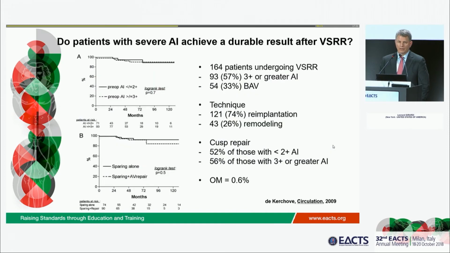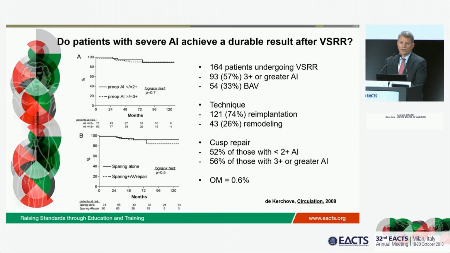Now, as we go into the expanded indications, there's a lot of data out there, with much smaller numbers, but we have some data that I think makes sense and probably is very applicable to most practices. The question is, do patients with severe aortic insufficiency achieve a durable result after valve-sparing root replacement? The group from Brussels, Belgium, looked at 164 patients undergoing valve-sparing surgery. About half of those, 57%, had 3+ or greater AI when they went to the operating room. About a third of them were bicuspid valves.